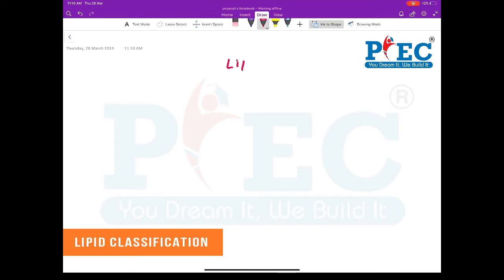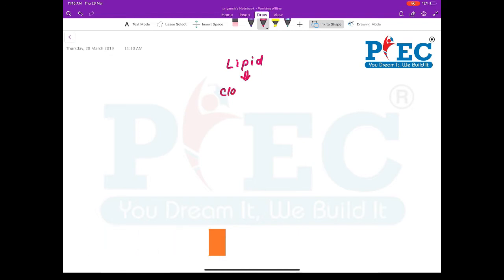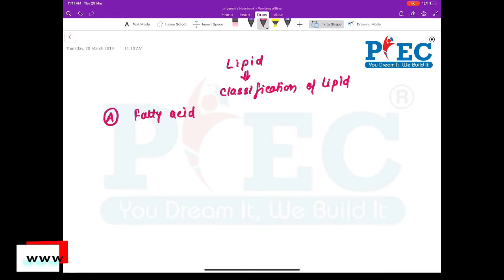Today we are going to discuss a topic from the chapter Lipid, that is classification of lipid. To understand this classification of lipid, we need to understand the definition of two molecules. First is fatty acid and second is lipid.